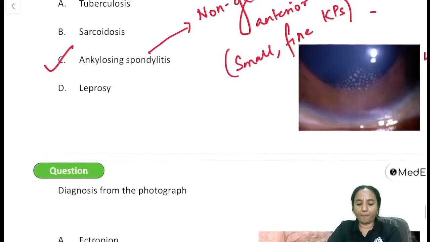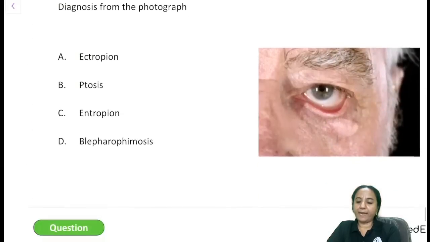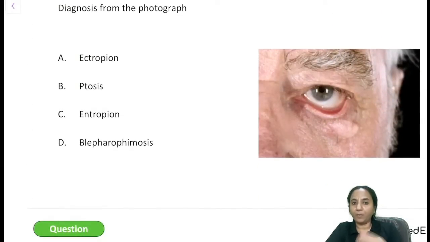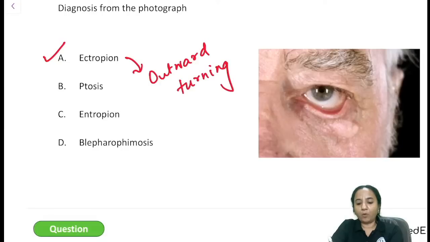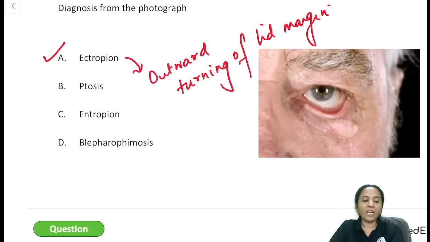Okay. Next question. What is the diagnosis from the photograph? Simple. What can you see in the lid? This is ectropion. What is ectropion? Ectropion means outward turning of the lid margin. This is ectropion. Outward turning of the lid margin, that is ectropion.